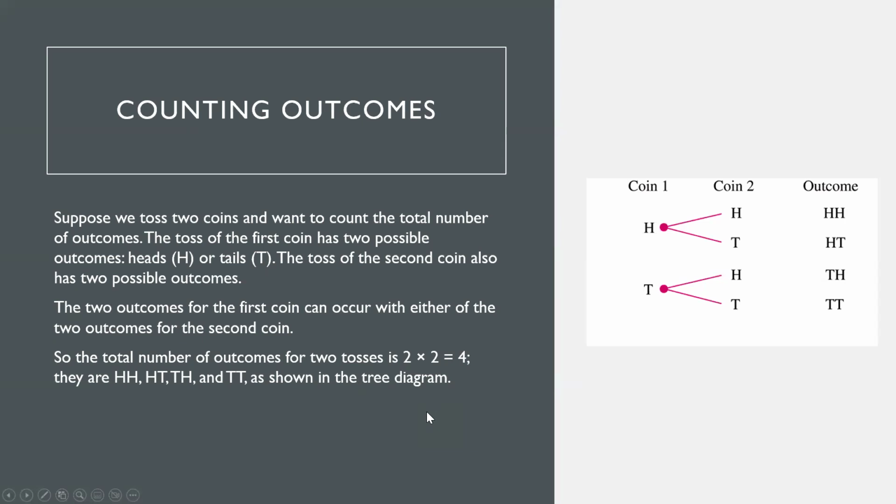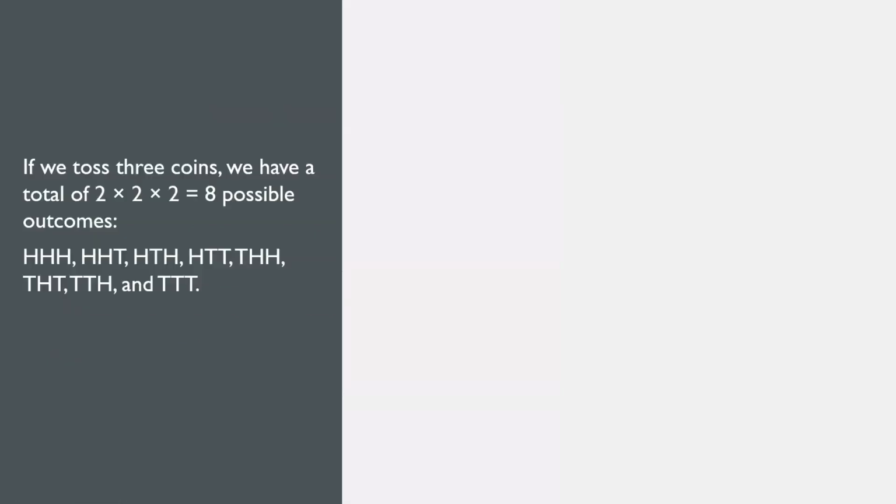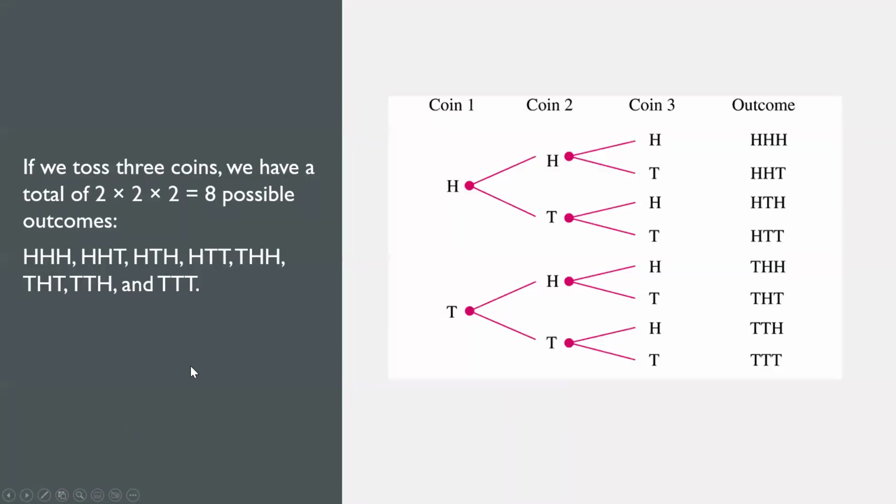Well, this means what happens if I added a third coin? Each one of these, this head could have heads or tails, this tail could have heads or tails, this head could have heads or tails, this tail could have heads or tails. So we end up with 2 times 2 times 2. So if we were looking at 3 coins, we would have 8 possible outcomes. And I've listed the outcomes below, and I also have a tree diagram to show you. And there's the tree diagram.